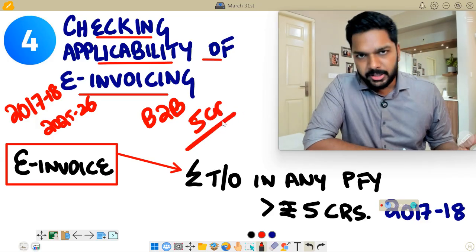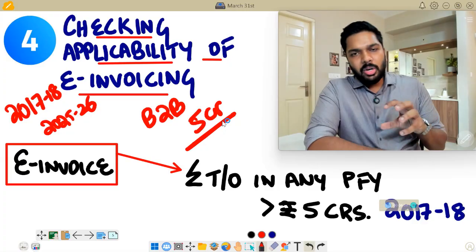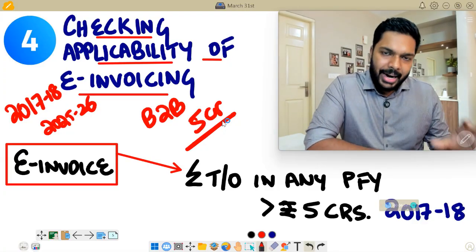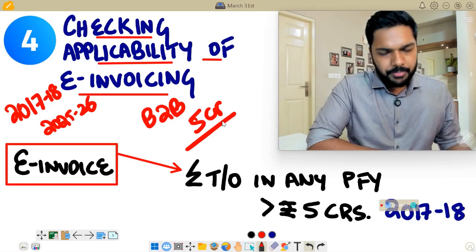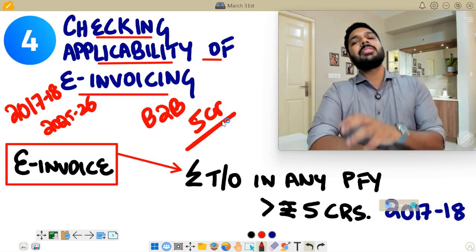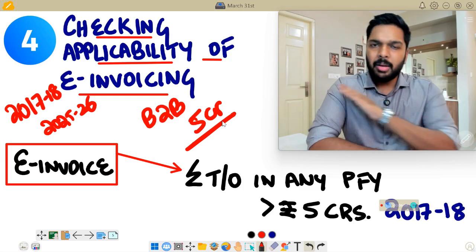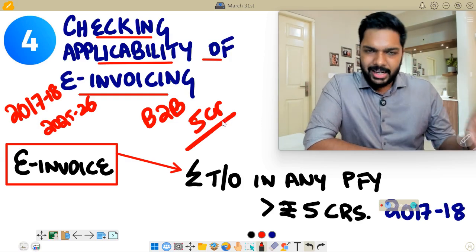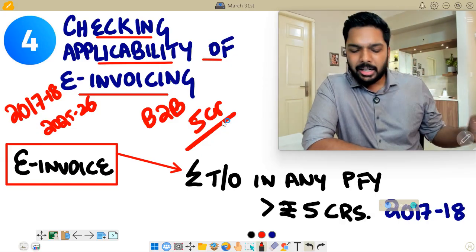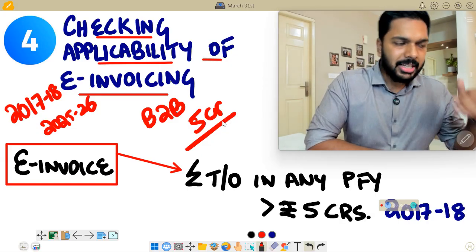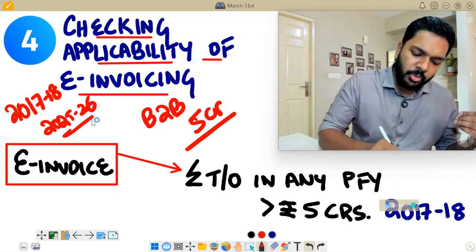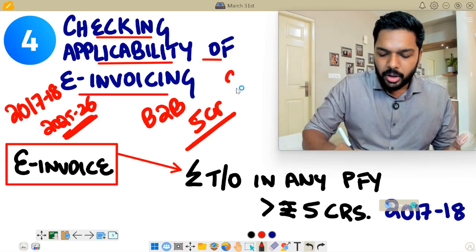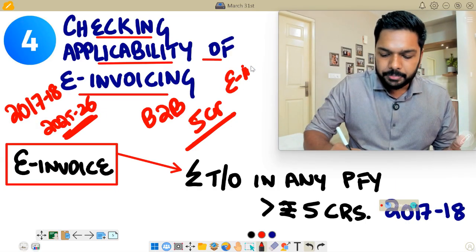generate an e-invoice. You are not supposed to only disclose the sales in your GSTR 1 and 3B from your books. Ideally, you are supposed to generate an e-invoice, and then that figure goes and sits in your GSTR 1 and GSTR 3B for final payment of GST. So for any business achieving an aggregate turnover in any preceding year, right from 17-18 till the last financial year, which is basically 25-26, if that turnover limit crosses 5 crore, then e-invoicing is mandatory.